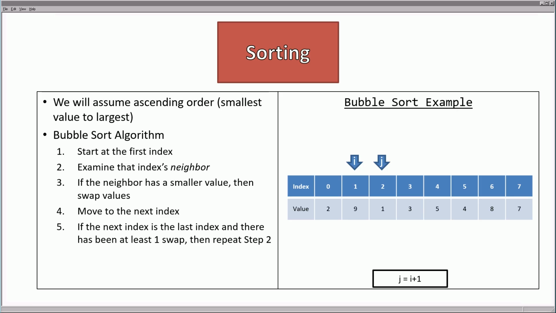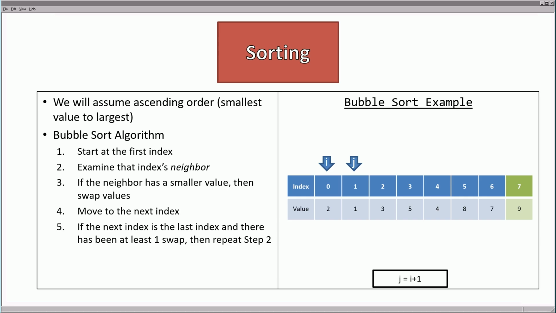Is 9 less than 1? No. Swap the values, move on. Is 9 less than 3? No. Swap the values, move on. We keep swapping the values until we're done. Now, as we have made at least one swap, we need to repeat this entire procedure over again until we have made no swaps.